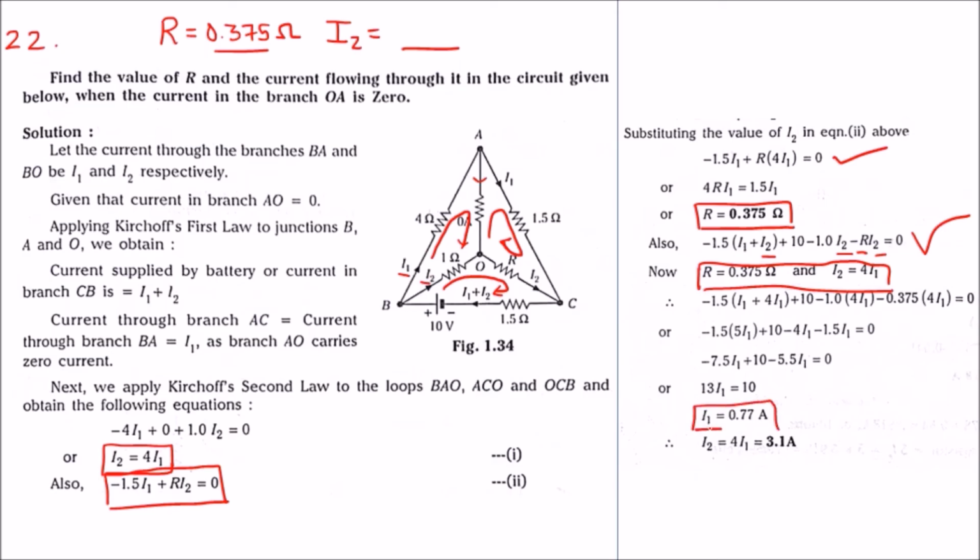Once we get the I1 value, we will substitute it in equation number 1, that is I2 is 4 times I1. So we will multiply it by 4 and we get 3.1 amps. That is the final answer. So we got the value of R, and the current flowing through the resistor, that is I2, is 3.1 amps.